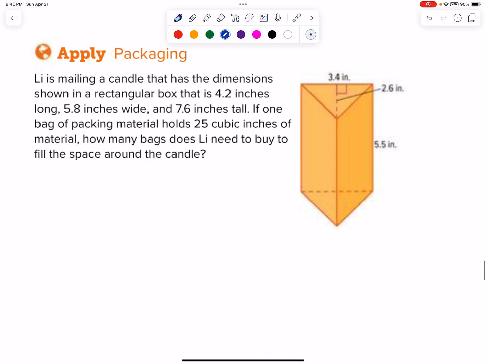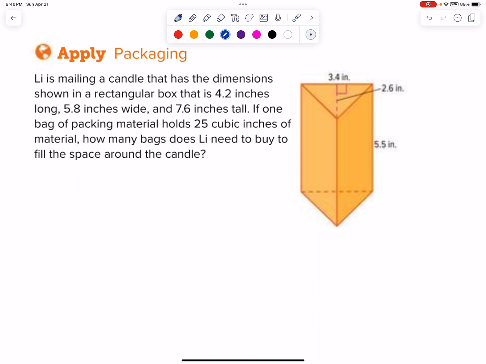So Lee's mailing a candle, and it has the dimensions shown in the rectangular box. That is 4.2 inches long, 5.8 inches wide, and 7.6 inches tall. If one bag of packing material holds 25 cubic inches of material, how many bags is she going to need to fill the space around the candle?